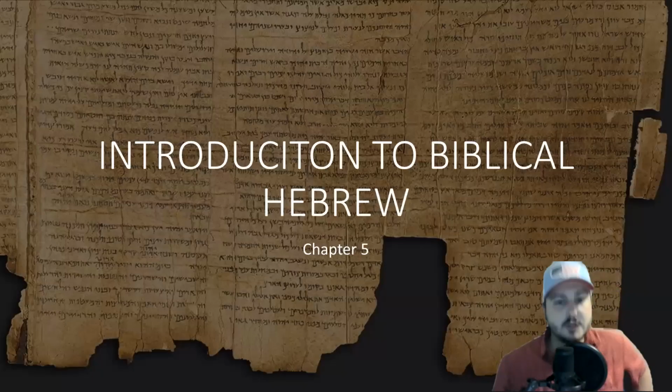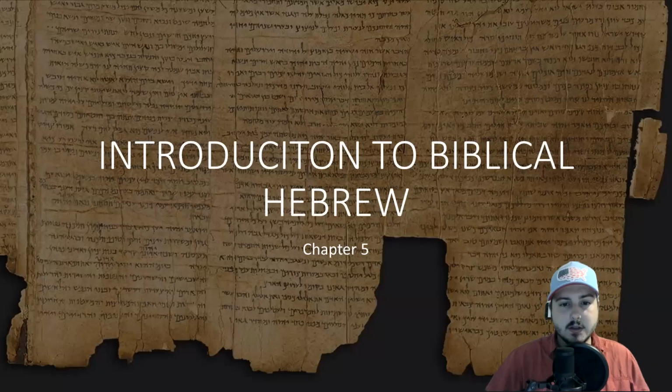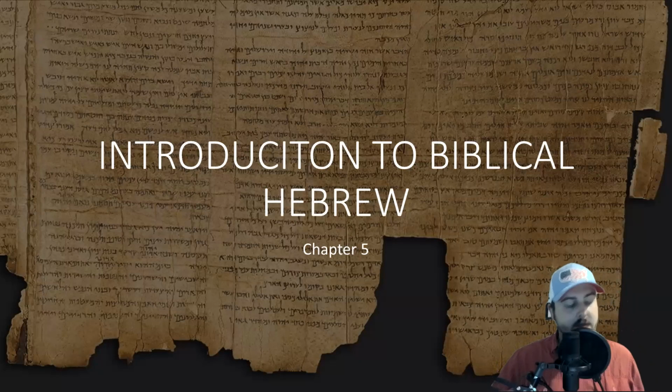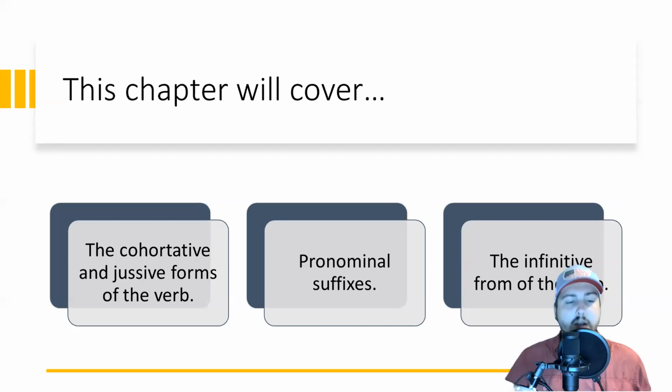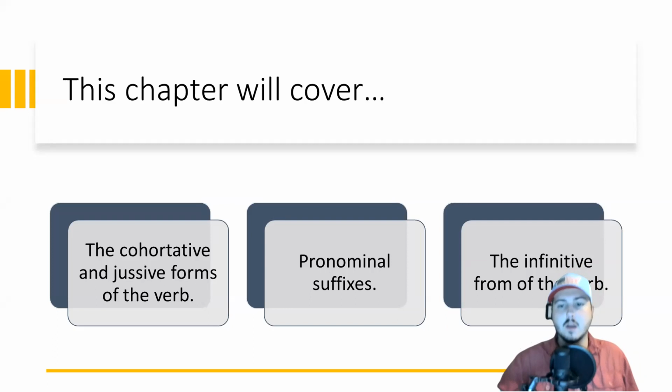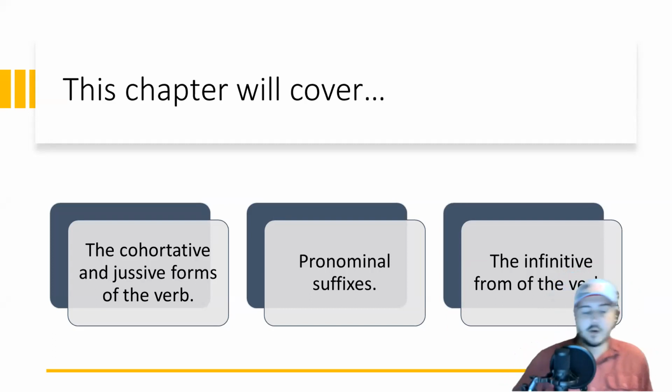All right, so we're here at, I should say, chapter 6, actually. Chapter 6 of Martin's book, The Cohortative and the Jussive. In this chapter, we are going to cover cohortative and jussive forms of the verb, pronominal suffixes, and the infinitive form of the verb.